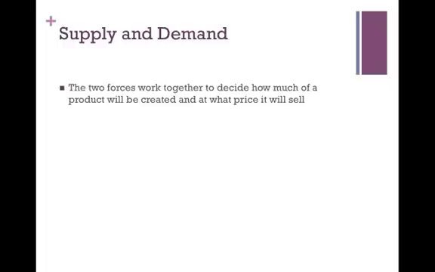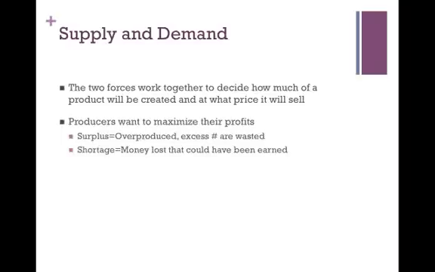Supply and demand work together in order to determine what the price is going to be. So it's not always as if producers and consumers sit down and say, let's think of the price, but they do work together. Producers want to maximize their profits. A surplus is a situation when they have produced too much. It's a waste. They don't want that. A shortage is when there is not enough, meaning they can't meet the demand of the consumers.